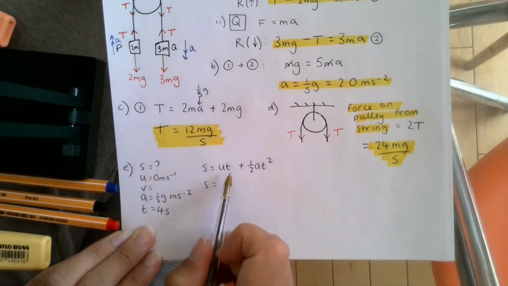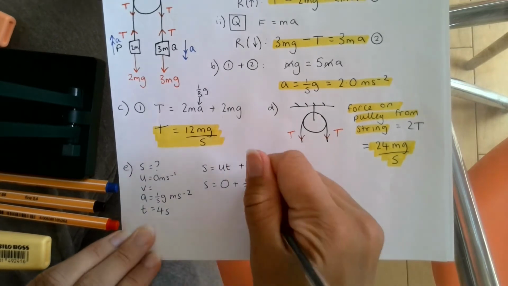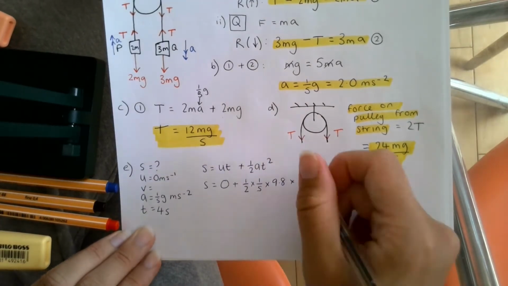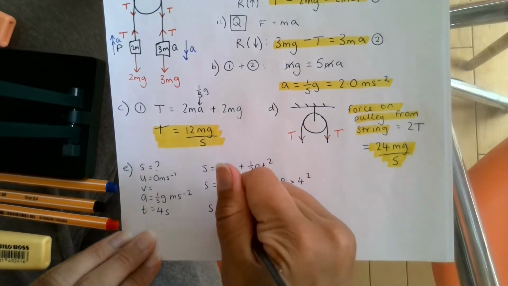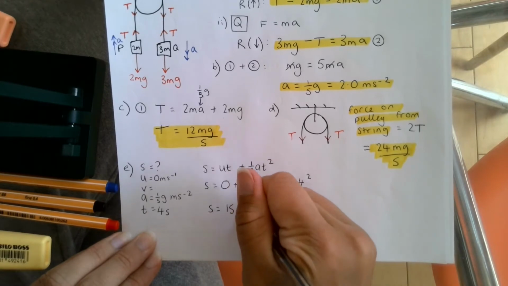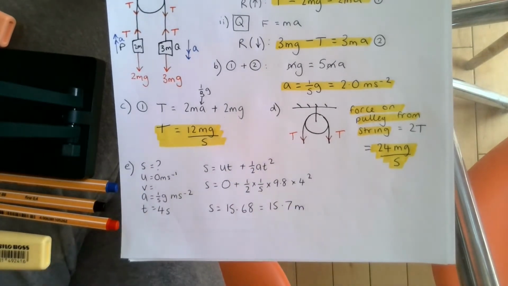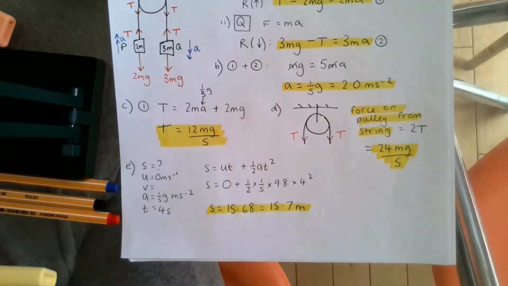S, well, u is 0, so that bit's gone, plus a half times the acceleration, which is 1 over 5 times 9.8, times t squared, which is 4 squared. And so I get that the distance is 15.68, which is 15.7 meters. And that is the distance that is travelled in those first 4 seconds by Q.